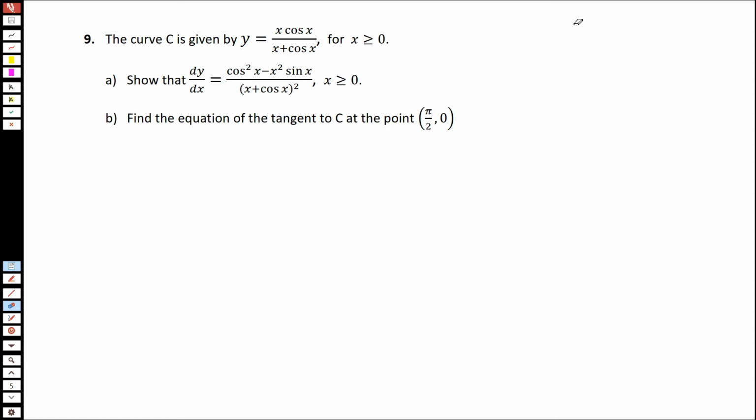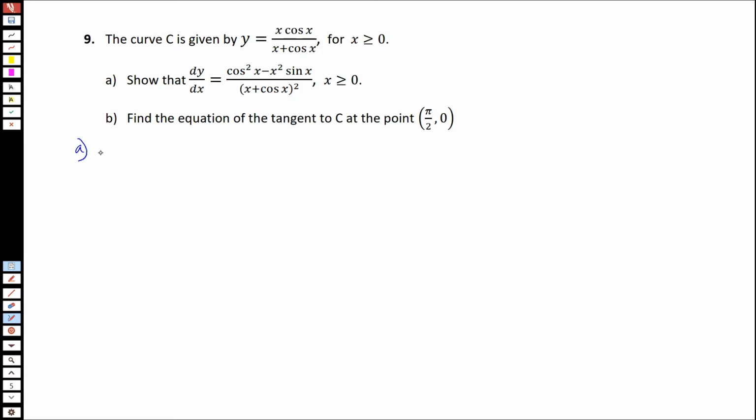In this question, we are required to find the gradient of this function and show that it will be equal to what's given here. And in part B, we are also required to find the equation of the tangent of this curve at the given point. So I'll start with part A. For part A, we have a quotient, so we'll apply the quotient rule.